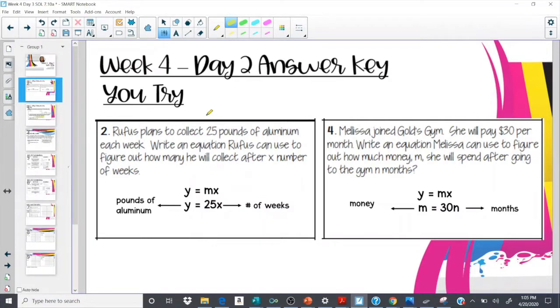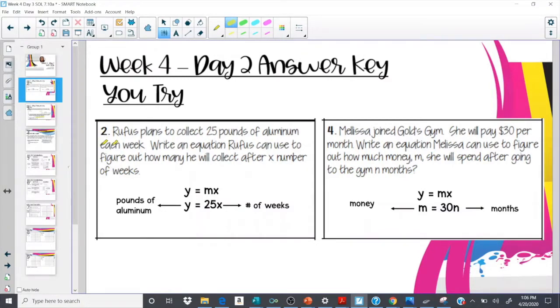Rufus plans to collect 25 pounds of aluminum each week. Write an equation Rufus can use to figure out how many he will collect after x number of weeks. So our goal was to first determine the slope from the verbal description, and then write the equation y equals mx to represent the relationship. So to do that, you would find words that represent slope, words that represent a rate of change.